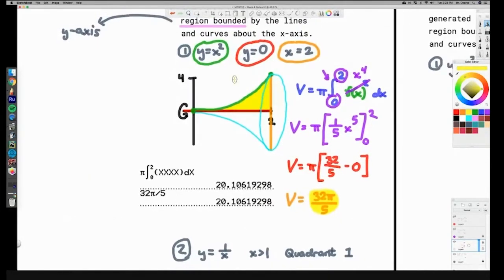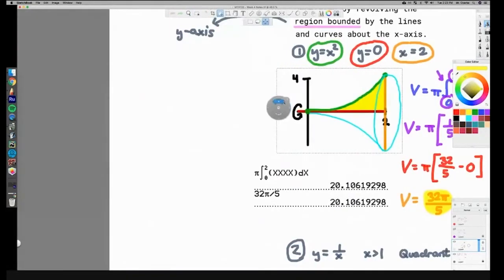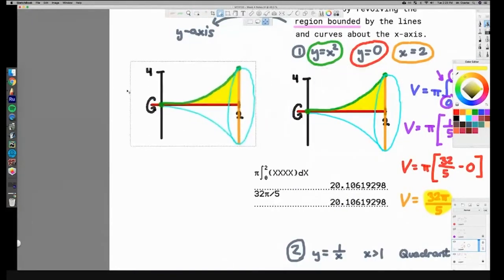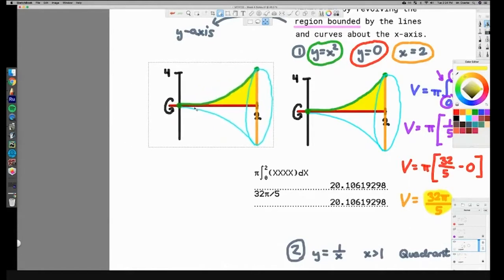The next thing we're going to do is figure out the volume if we rotate around the y-axis. Now just by looking at this, try to imagine the shape of what this would look like if you rotated it around the y-axis. I'm going to put this over here. So we're doing the exact same problem, exact same bounds, only I'm rotating it about the y-axis. Can anyone picture that? Can anyone describe what that looks like?